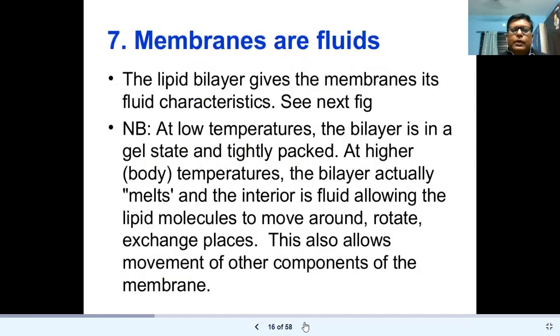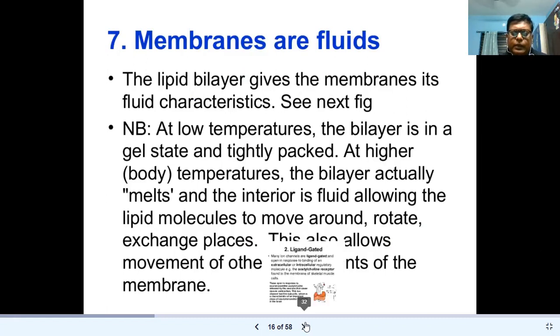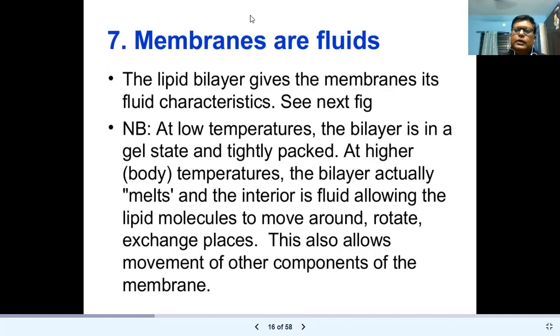So membranes are basically fluid in nature. The lipid bilayer gives the membrane its fluid character. At low temperature, the bilayer is in a gel state and tightly packed. At higher temperature, the bilayer actually melts, and the interior becomes fluid, allowing the molecules to move around, rotate, and exchange places. This also allows the movement of other components of the membrane. So basically, this is a fluid-like structure.